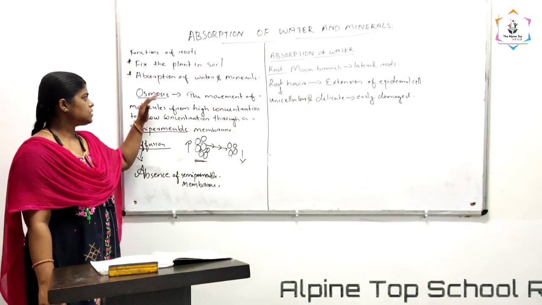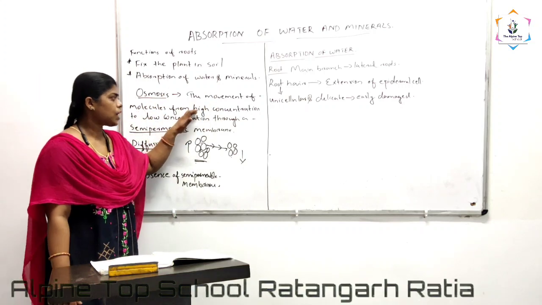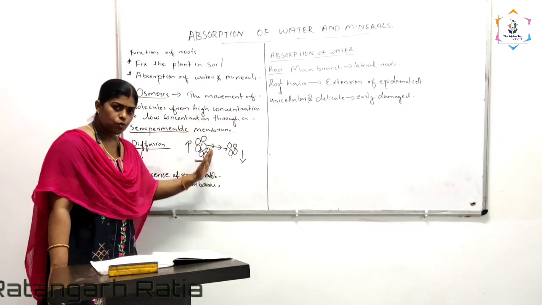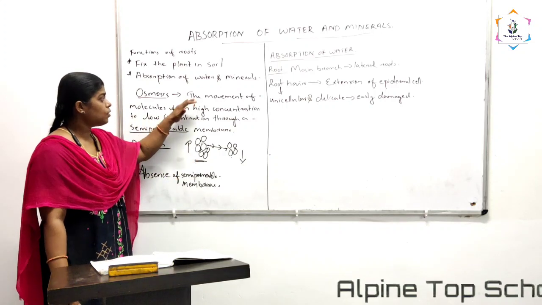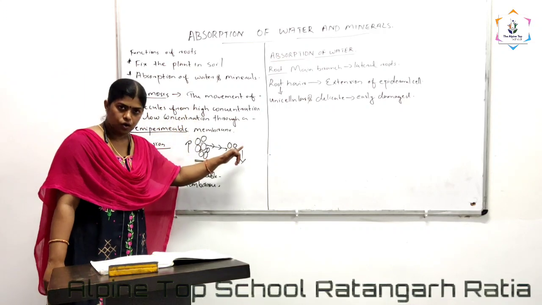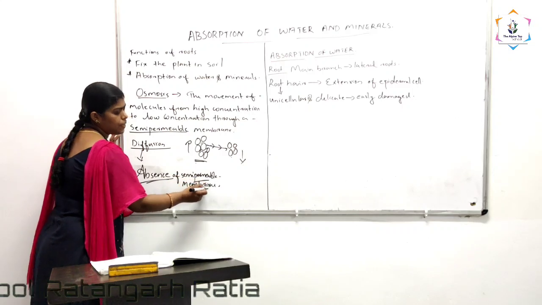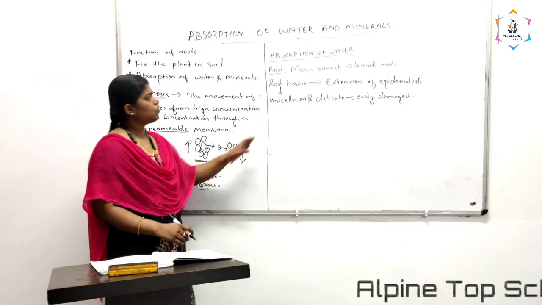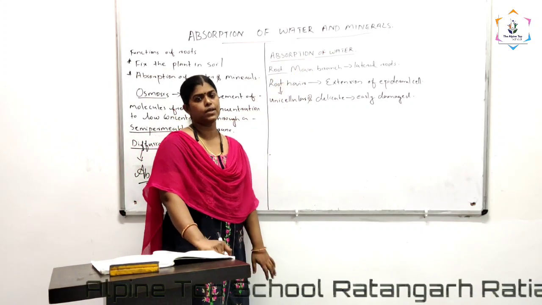Okay. So what is the difference? Osmosis means the movement of molecules from high concentration to low concentration through a semi-permeable membrane, and diffusion means the movement of molecules from high concentration to low concentration in the absence of a semi-permeable membrane. Okay, hope it's clear for you. Now we are going to look into the details of absorption of water.